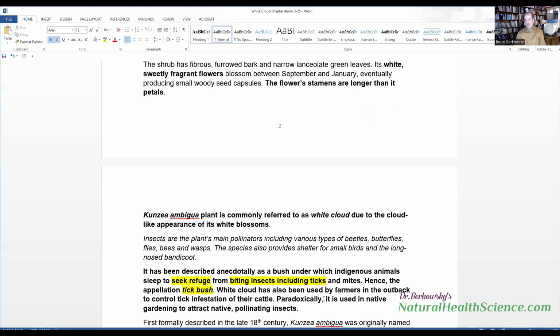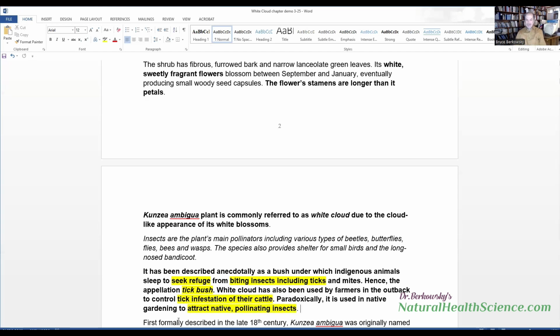And white cloud has also been used by farmers in the outback to control tick infestation of their cattle. Paradoxically, it is used in native gardening to attract native pollinating insects. So it has this ability to attract insects as well, but the pollinating insects, not the ones that are going to cause disease so much. They may be annoying, but not going to cause disease in human beings or animals, the way that ticks and mites might.